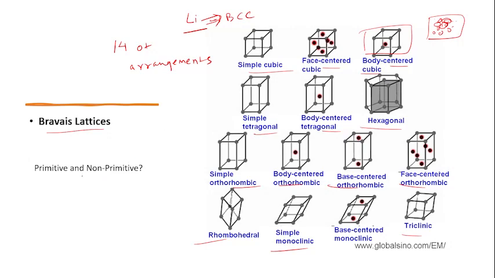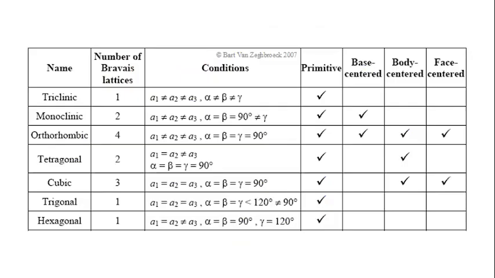Now, these two words you should also know: primitive and non-primitive. Primitive unit cells are those cells in which atoms are only at the corners. Like simple cubic is primitive. Orthorhombic and simple tetragonal are primitive cells. Where atoms are present other than at the corners also, like in FCC and BCC, those are called non-primitive.